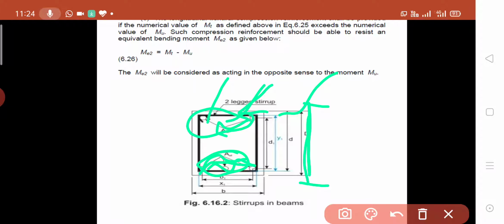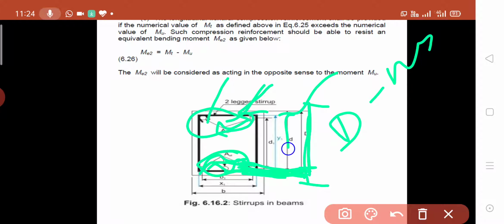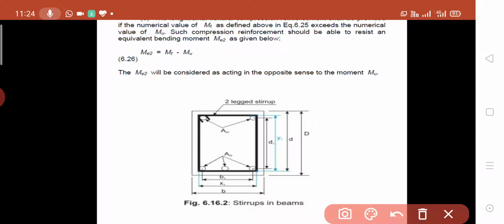If we deduct this bars area, then this is called nominal cover. If we deduct from overall depth minus nominal cover, then the remaining portion is the effective depth. And this is the width of the beam. Here two leg strips, which denotes that we provide two reinforcement bars.